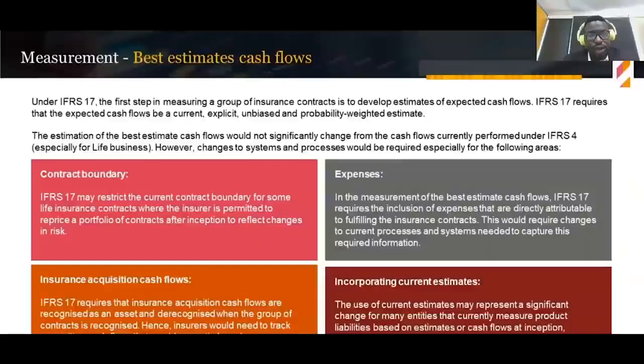All right, so just taking it further, let's look at what happens to your best estimate cash flow. For IFRS 17, we're expected to have expected cash flows that are current, explicit, unbiased, probability weighted estimates. Now this is what IFRS 17 requires. Under IFRS 4, especially for our life insurance contracts, we do this currently. We model and we consider what our best estimate cash flows are. So this is not a significant departure from what we currently do.